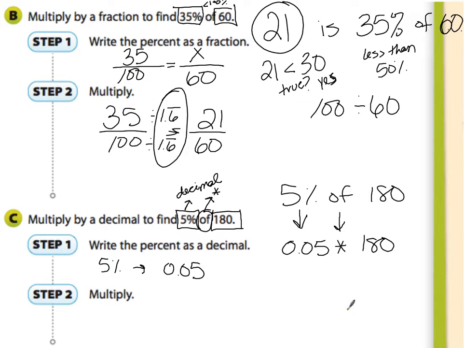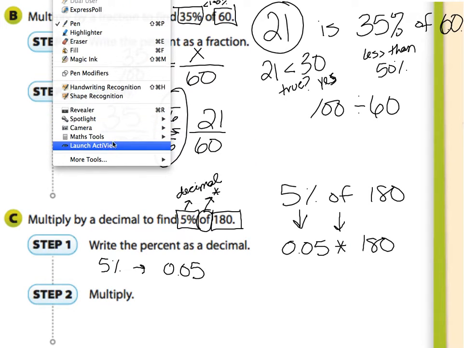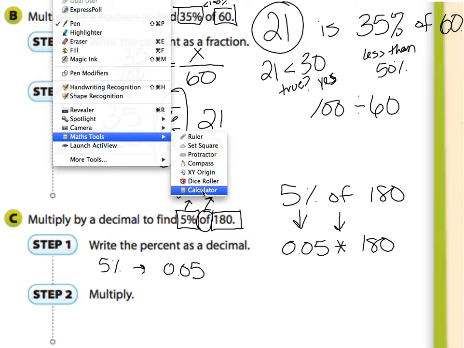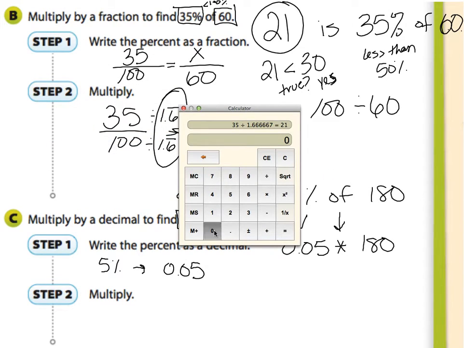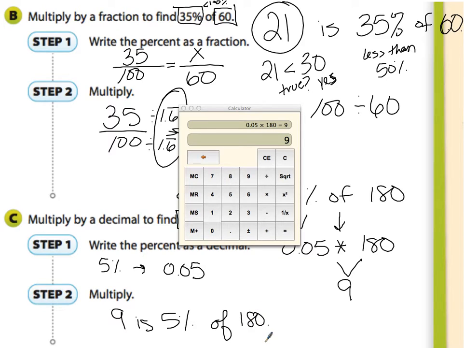Then I can use my calculator to do my math. So I can pull my calculator back up and I can type it in. What is 5% times 180? When I do that, I get 9. So I know that 9 is 5% of 180.